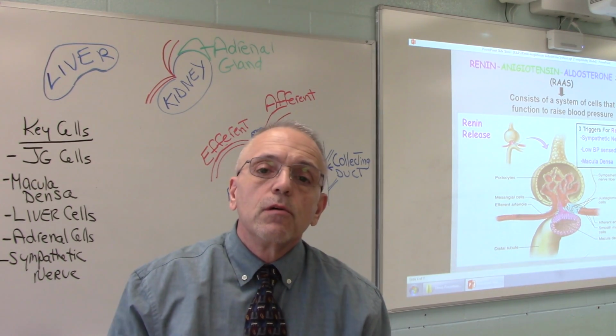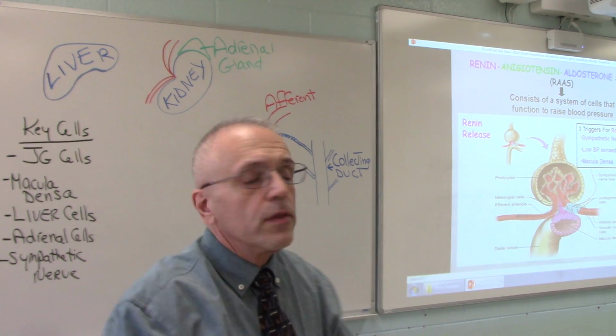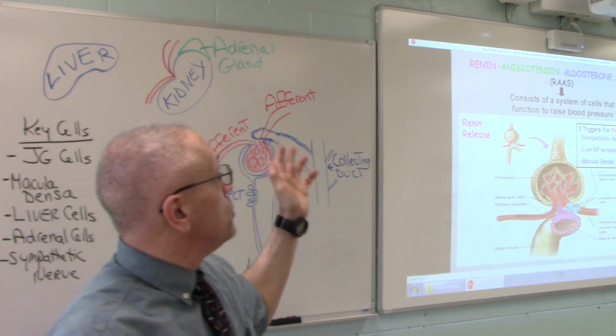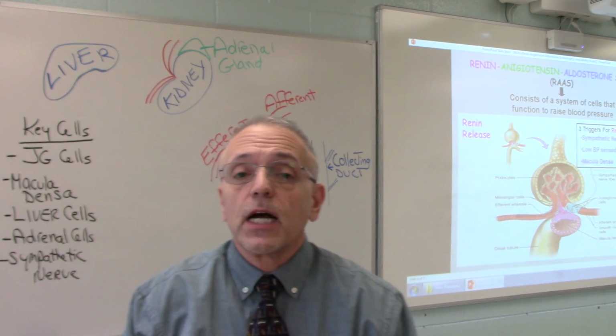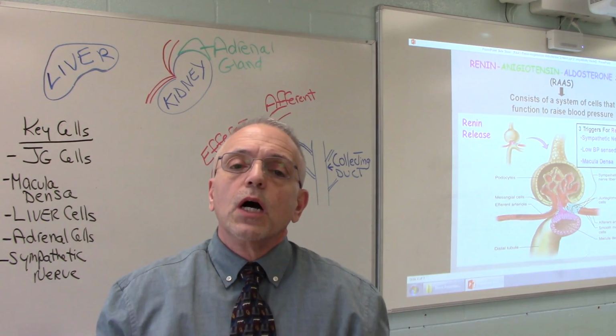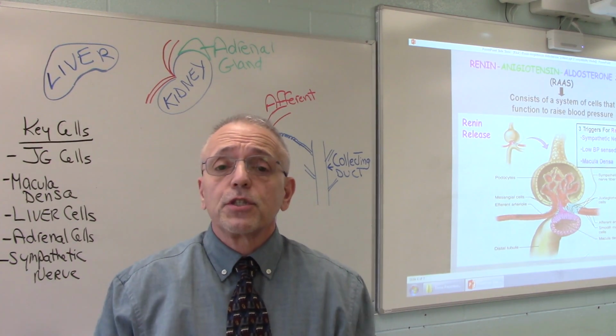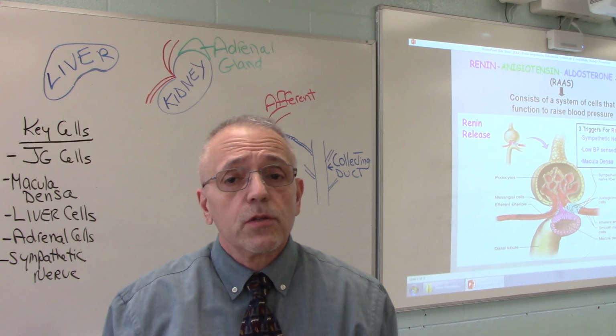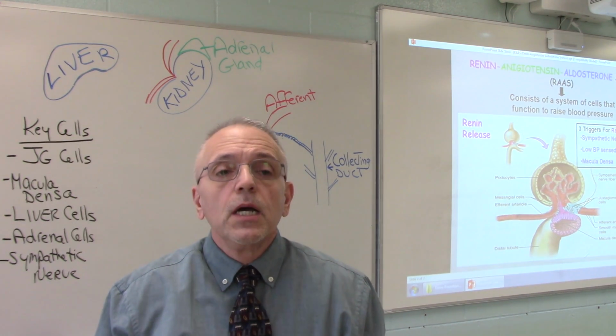And today's video is going to be covering the RAAS, which is referred to as the Renin-Angiotensin-Aldosterone system, which is a system that the body uses to raise blood pressure. It's a blood pressure control system, but the emphasis is on raising the blood pressure.